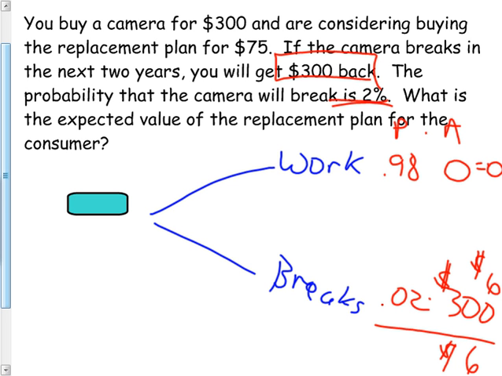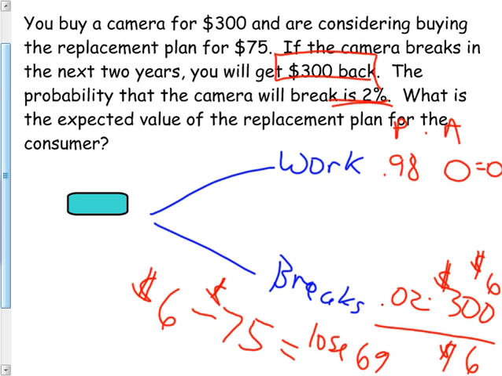What did we pay for it? 75. Did we make money? No. We take our $6 now, we subtract off the 75, and we'll be able to figure out that we should net lose $69 by buying that warranty.